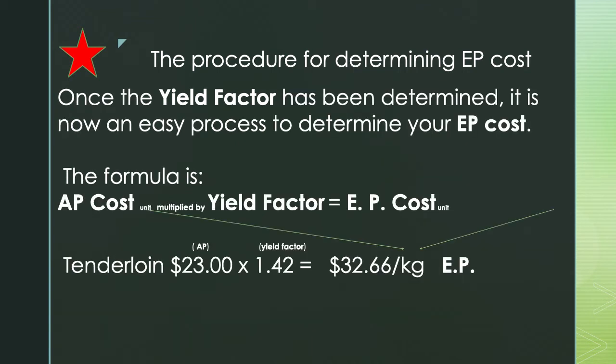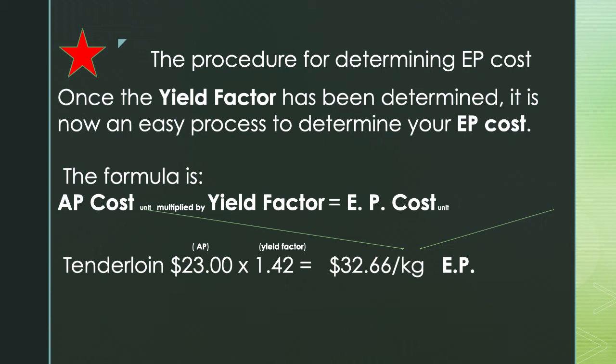Another red star slide. So once I've figured out what my yield factor is, it's an easy process to determine what my edible portion cost is. And the formula is quite easy. It's purchase cost per unit, so it could be pounds, it could be kilos, it could be ounces, it could be anything, multiplied by the yield factor is going to give me my edible portion cost per unit. Again, it can be pounds, kilos, ounces, it just depends.